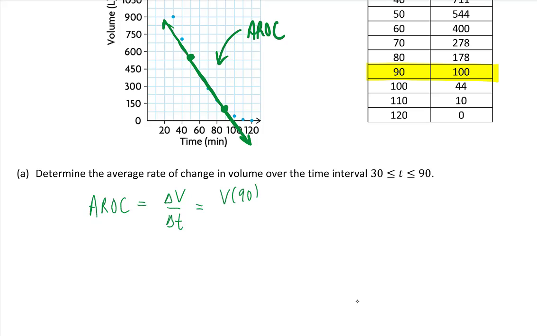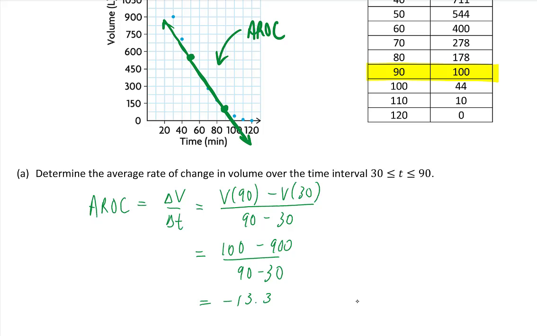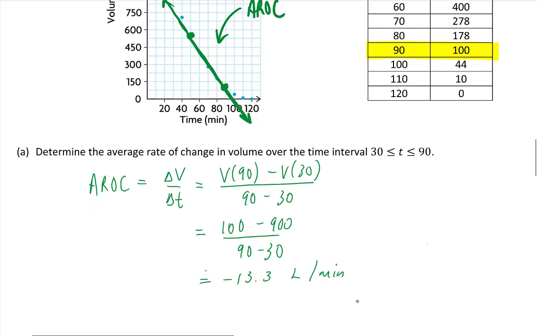So that's V at 90 minus V at 30, using some function notation, over 90 minus 30. And looking at the chart, that's 100 minus 900 over 90 minus 30. And then using our calculator, we get approximately negative 13.3 liters per minute. So that's the rate of change between the 30th and 90th minutes.